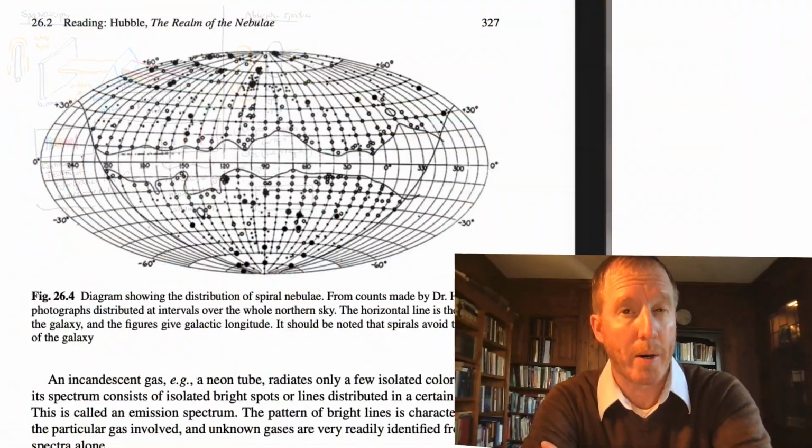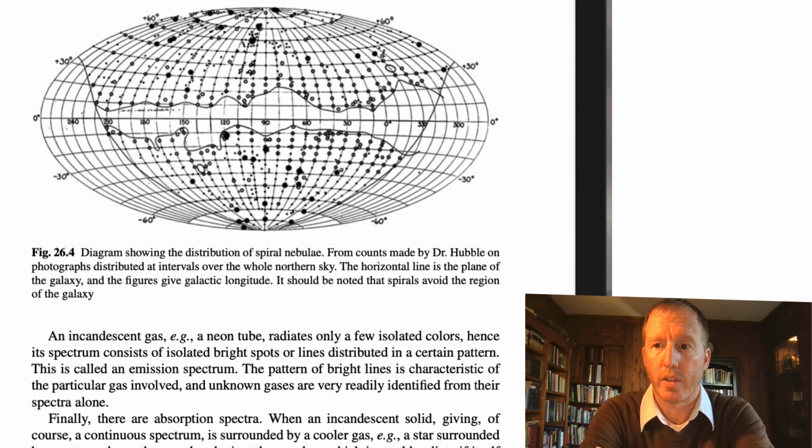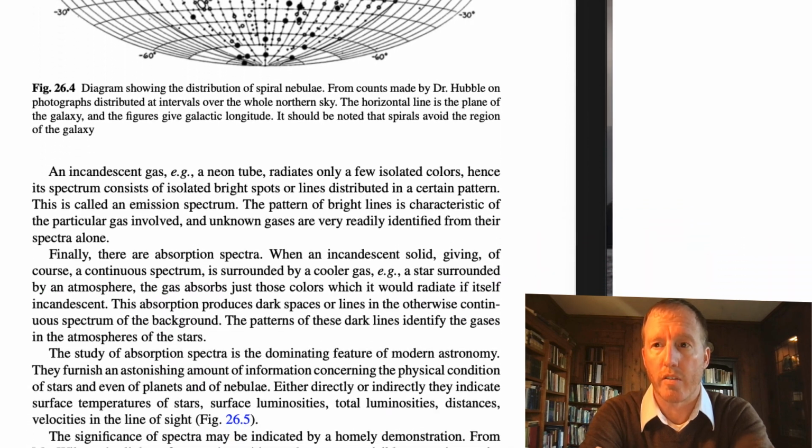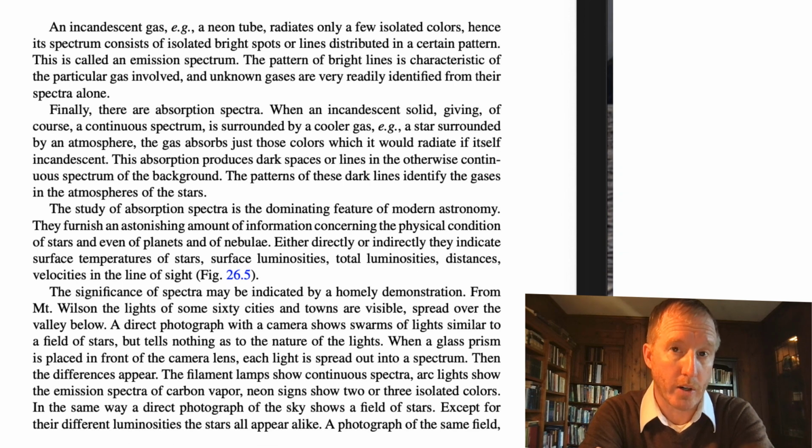We're on about page 327 in A Student's Guide to the Great Physics Texts, and we are going to start talking about how the technique of spectroscopy specifically was used by astronomers to understand the motion of the universe. If you look at the second full paragraph on page 327, Hubble says, "Finally, there are absorption spectra.